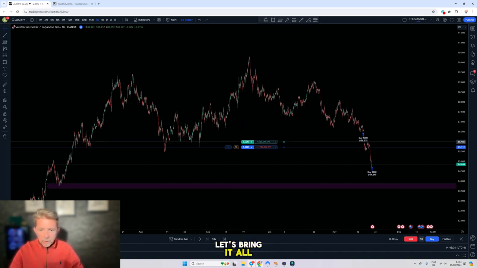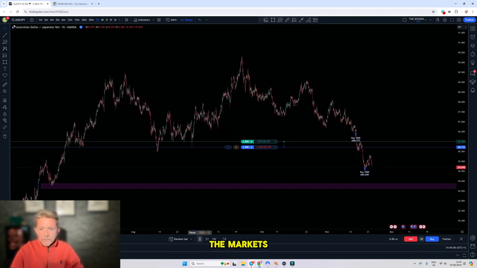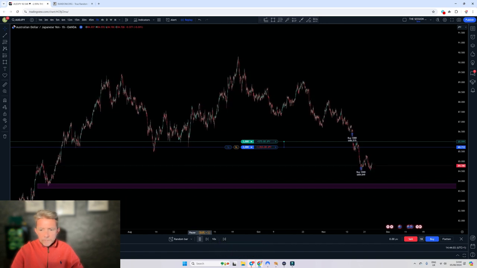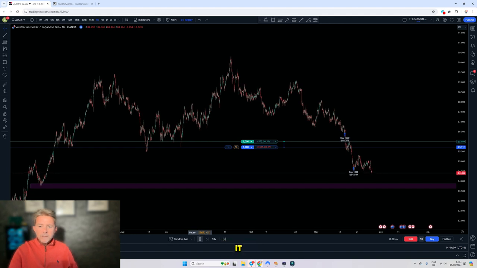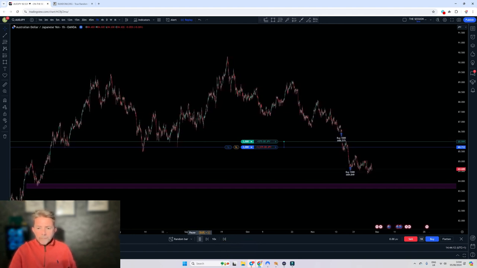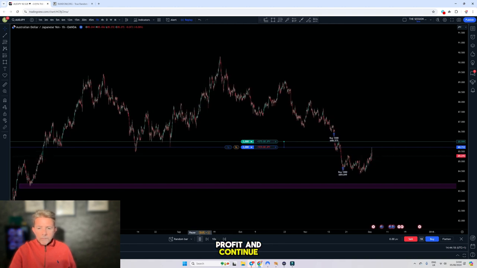We don't need that. Let's bring it all the way back down, because it's not about your risk to reward. It's about taking money out of the market and closing your position when you've hit your maximum stop loss. My maximum stop loss is going to be 5%, and I'm going to try and make 5%. So let's see where we get to with this. We just give the markets time to do what the markets want to do. If it makes a new low and I've got sufficient margin left, then I'll add to it. If it comes back up, then we will close the trade with a profit and continue.